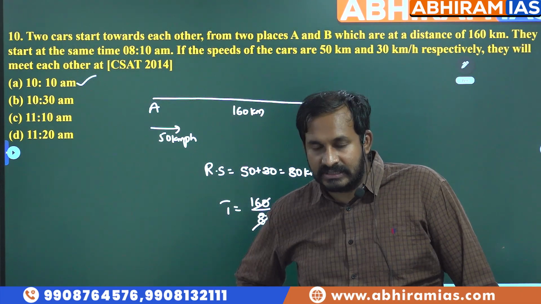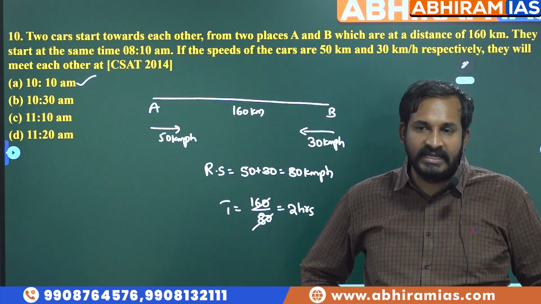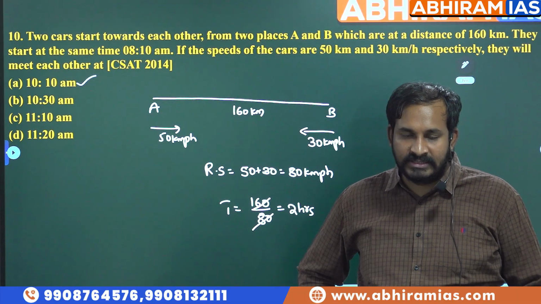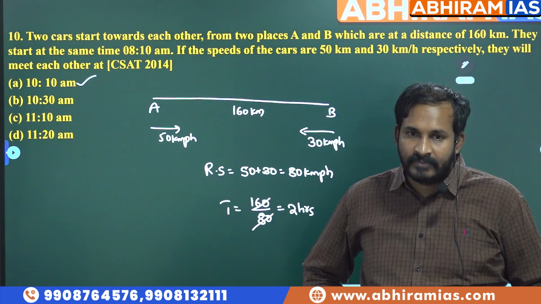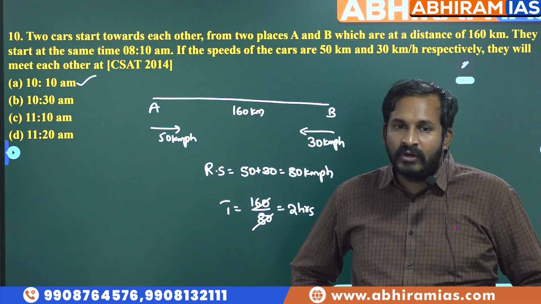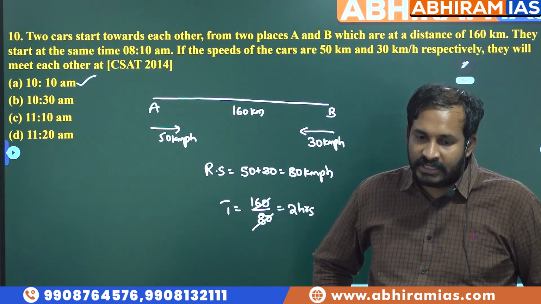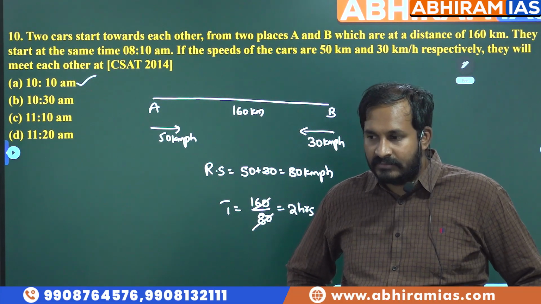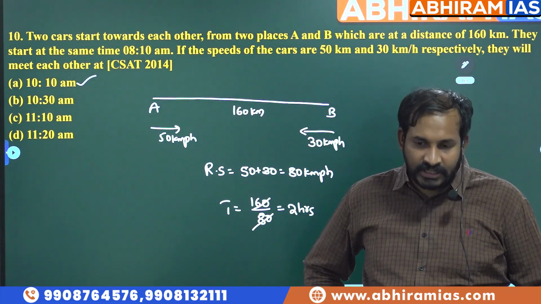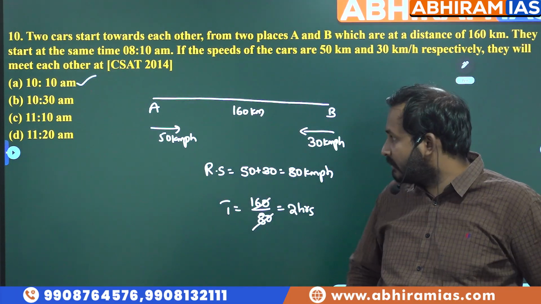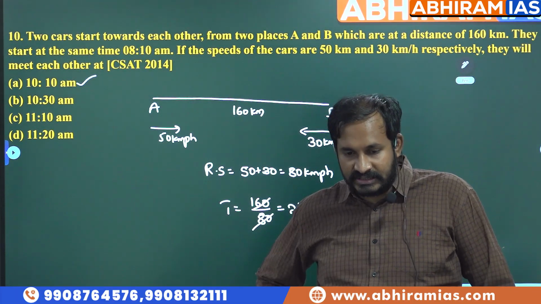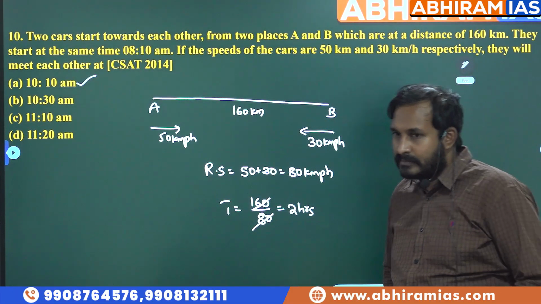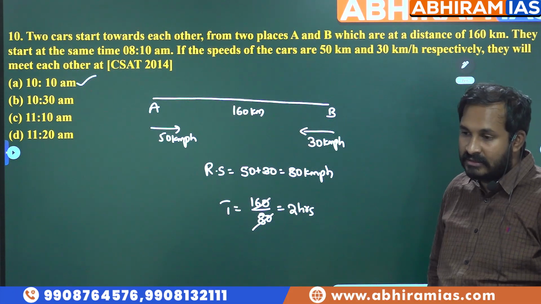Okay. If the distance between Delhi and Amritsar is 400 kilometers, at what time do the trains meet each other?